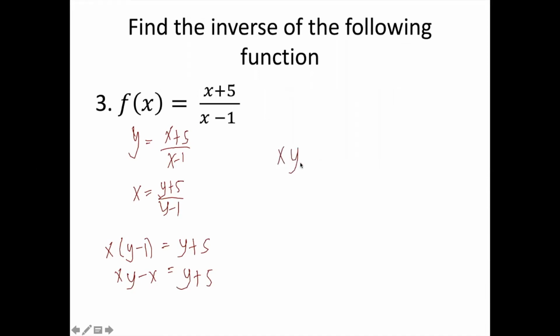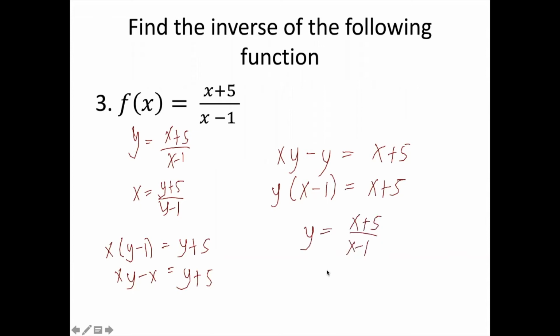So we group on one side all variables or all expressions with y. So factoring y, you have y times x minus 1 equals x plus 5. So to get y, divide both sides by x minus 1. So you have the inverse as the same, x plus 5 over x minus 1.